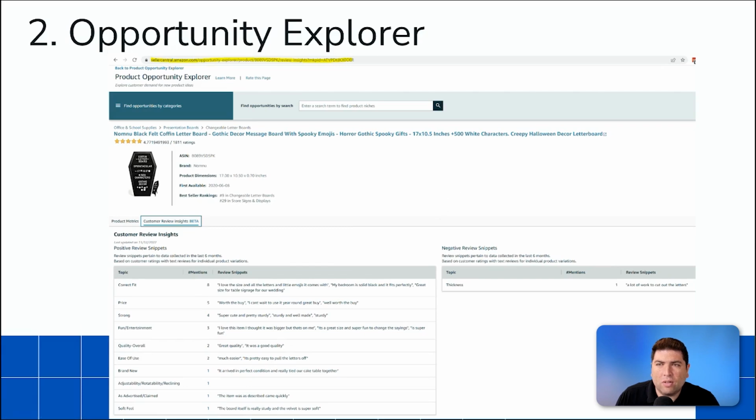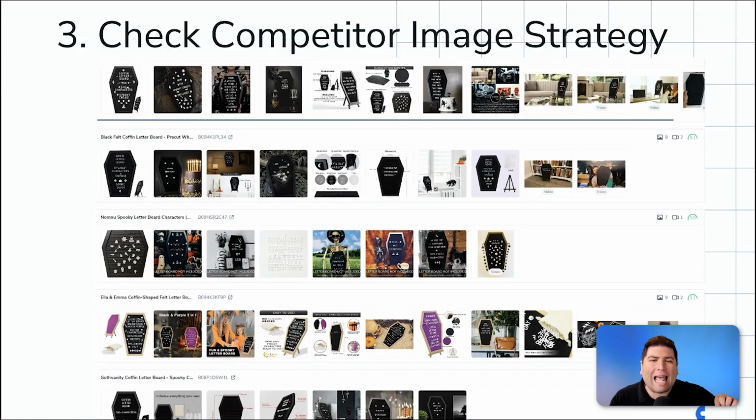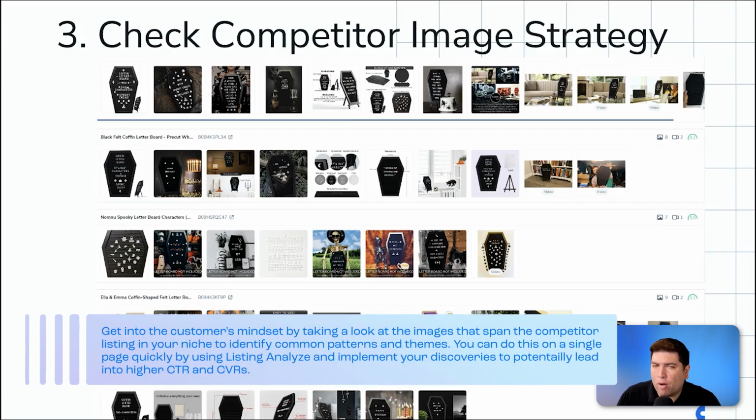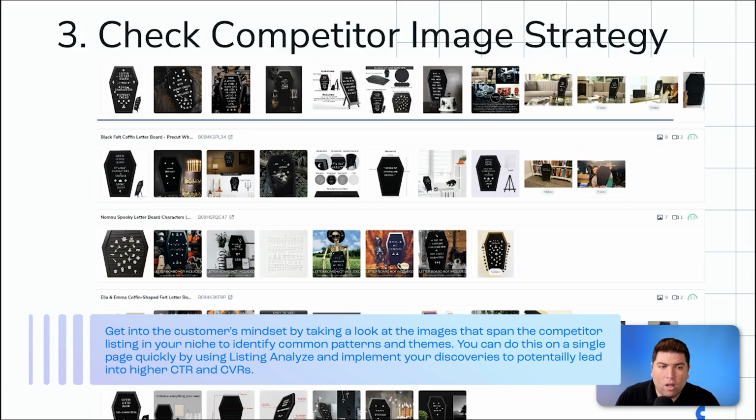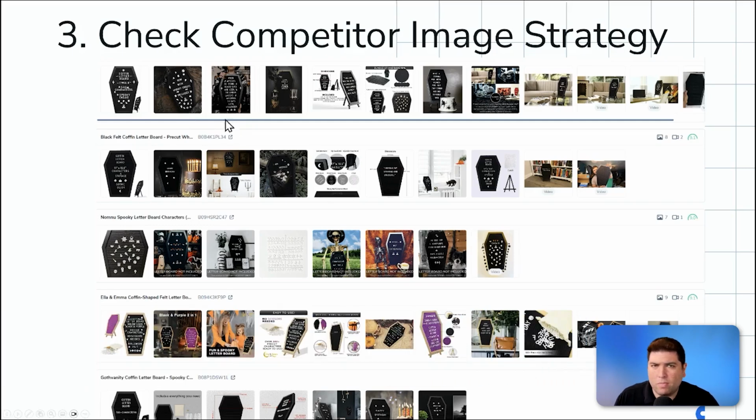Another thing to get into your customer's mindset is actually looking at the images of your other products that are in your niche. So remember, I gave an example before of a coffin letterboard. Well, what I did was I went into the Helium 10 tool listing analyzer. You don't need to use this, but if you're watching this video, you've got free access to this tool, might as well use it. But regardless, if you don't want to do it in Helium 10, just go to the listings, copy and paste each image, put it in a PowerPoint or something like that, and just look overall at the themes that are being given here in the images of your competitors.